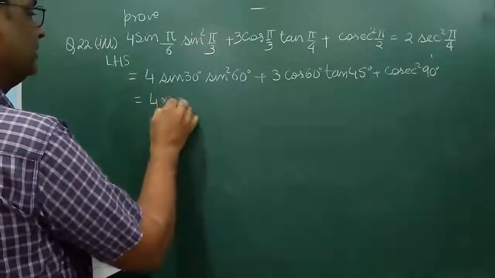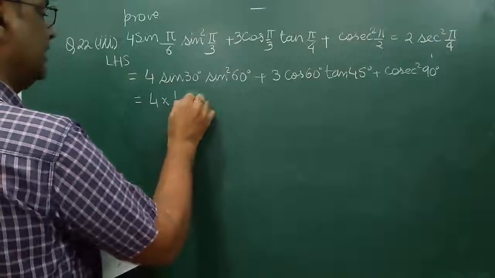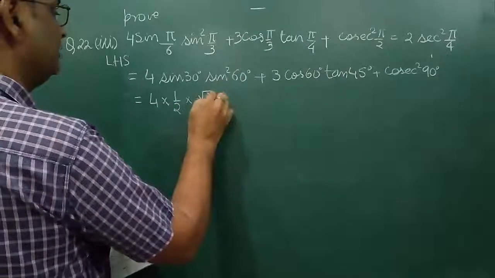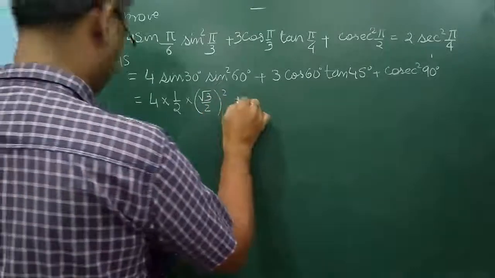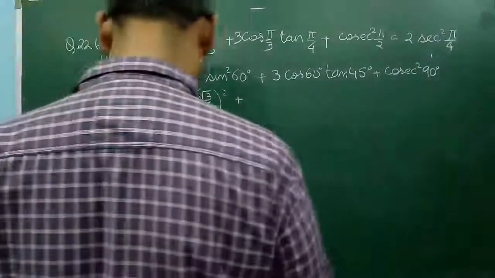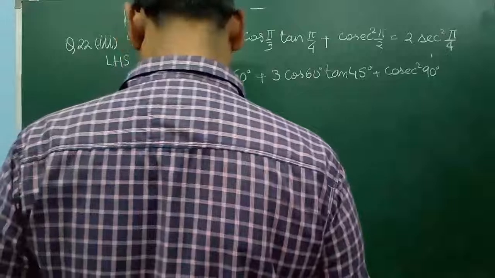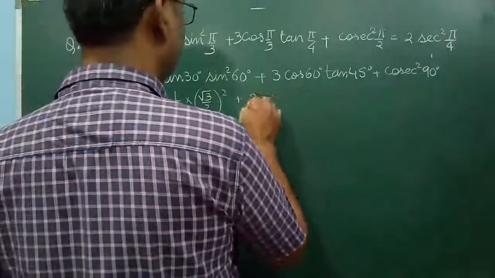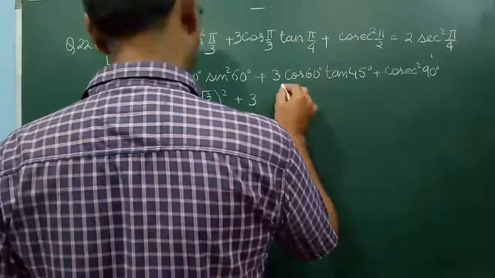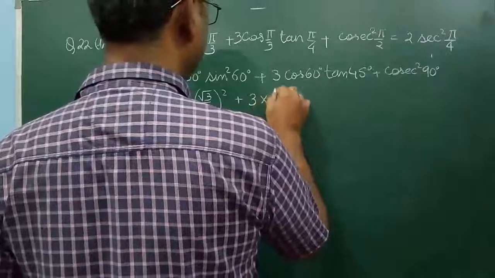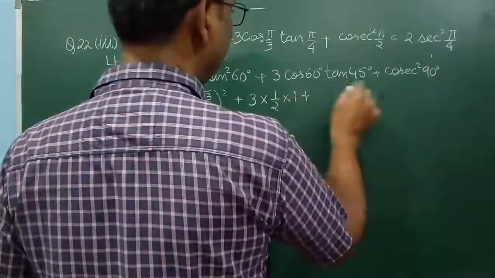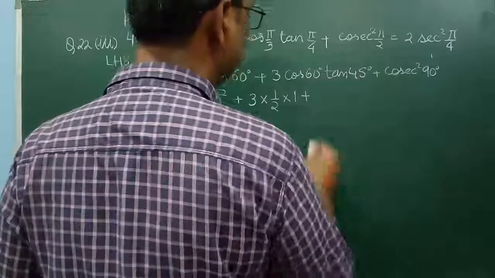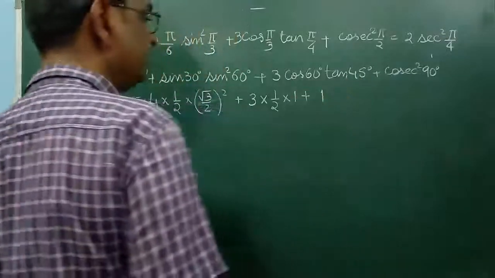Sin 30 is 1 by 2. Sin 60 is root 3 by 2 whole square, plus here 3 cos 60. Cos 60 is 1 by 2 and tan 45 is 1, plus cosec square 90. Cosec square 90 is 1 square.